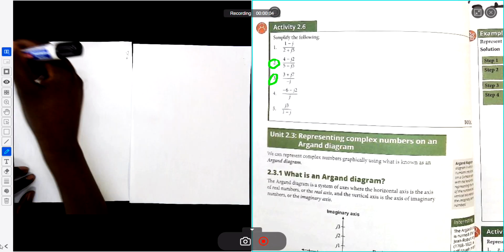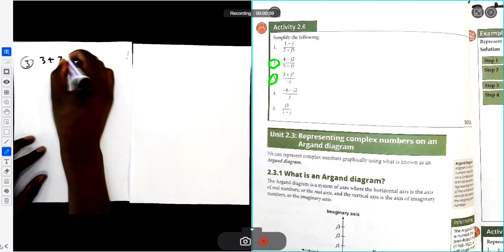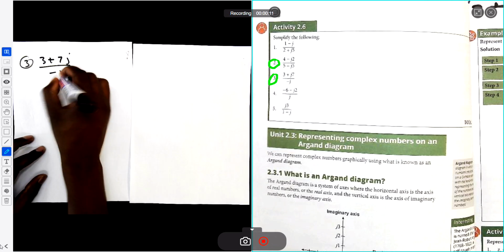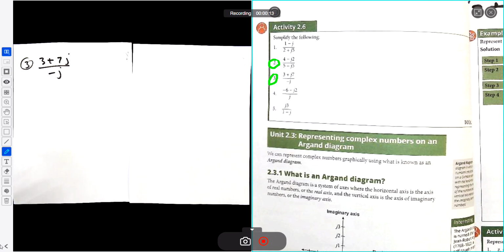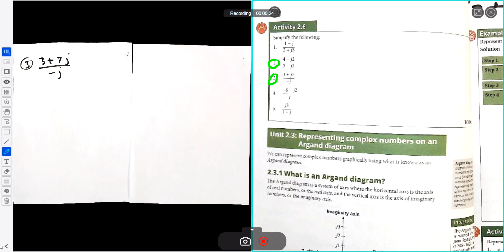Okay. So I'm interested in number 3 because it has 3 plus 7j all divided by negative j. Right? So simplifying the following complex number, we need to inspect. Some of you may want to split the numerator into terms and have 3 over minus j and then plus 7j over minus j. That can still work, but when 3 will have a j, you need to do the rationalizing there.